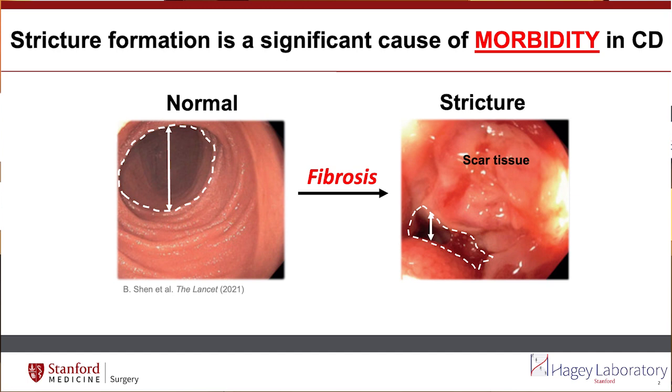And so what you're seeing here are two images of colonoscopies from normal bowel on the left and from strictured bowel on the right. And you can appreciate the presence of scar tissue, which is now occluding the bowel lumen in the strictured bowel on the right. And as a result, a lot of these patients present with issues of malabsorption and bowel obstruction.